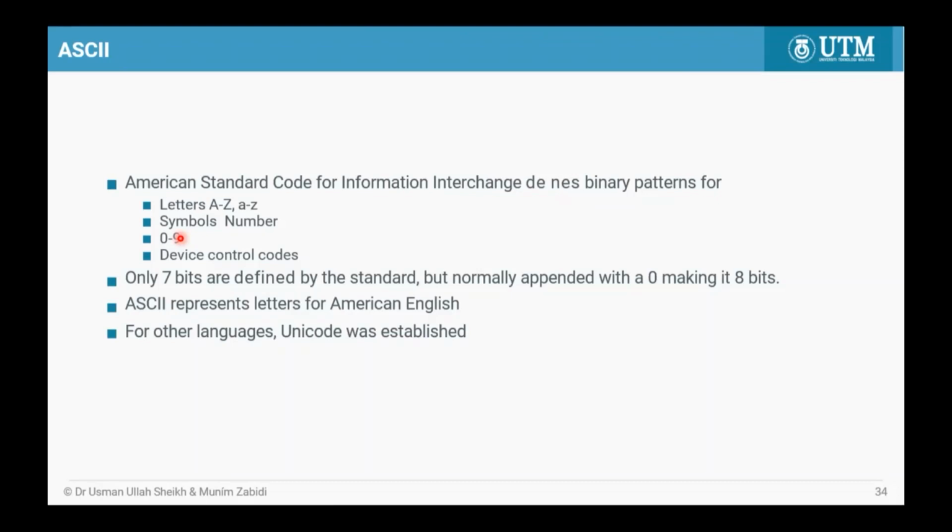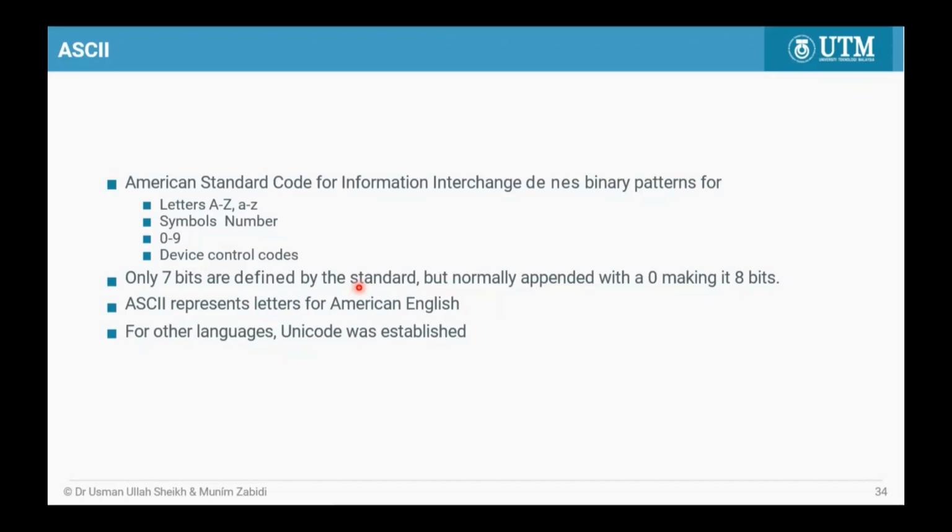So if you use the standard ASCII code, you can only use the standard letters for American English. If you're going to use other languages such as Japanese characters, Chinese characters, and Arabic characters, you need to use another code called Unicode. Unicode is established to display other than American English letters. In fact, if you're going to use the yen symbol, the euro symbol, the pound sterling symbol, you cannot use the ASCII code. You need to use the Unicode.